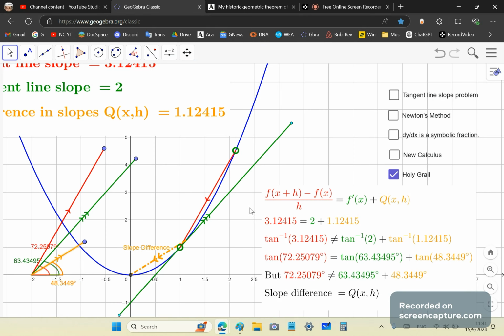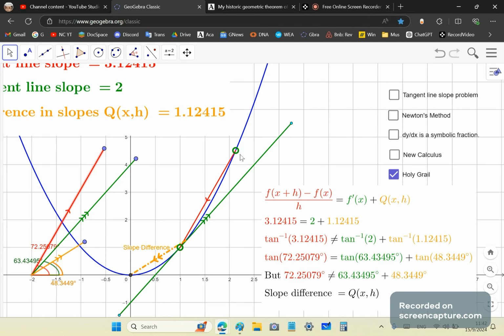So what's happening here? What is this Q of XH? Well, this Q of XH is really what exposes you and your professors and all the fools of mainstream mathematics academia of the last 400 or 500 years. Okay, it tells you you're stupid. I mean, it can't help but tell you you're stupid because all mainstream mathematics academics think that this here is an error term, but it's not. It's the slope difference, okay? It's the slope difference between the tangent line and the parallel secant line.